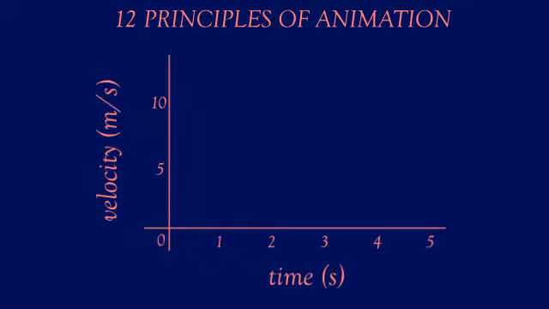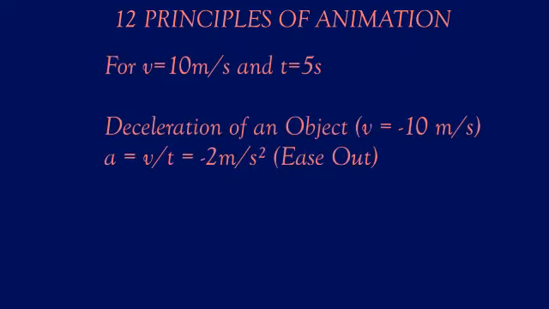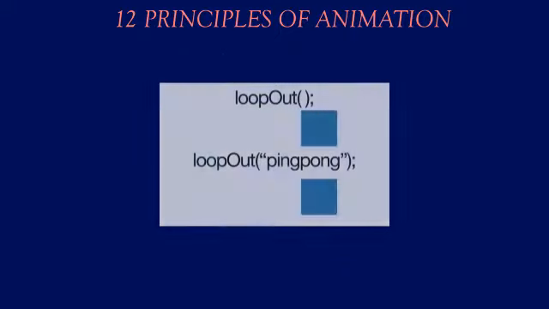For an ease out, we will interchange the values of speed and keep the time same. This becomes retardation, or simply deceleration. The answer gives a negative value of 2 meters per second squared. That is the part of ease out. Let's show you a picture.